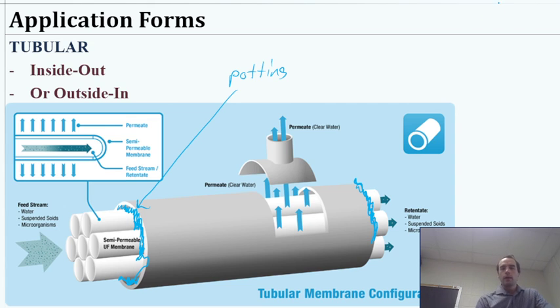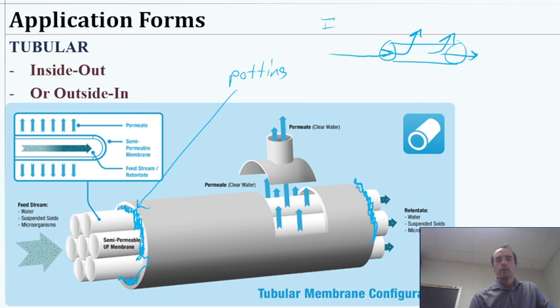Now these membranes, by the way, we could operate in reverse. This is going inside out, so we have a tube, and we have water going inside, and then it's going out, and some of it is making its way through. This is the inside out operation. I'm just going to draw it here.